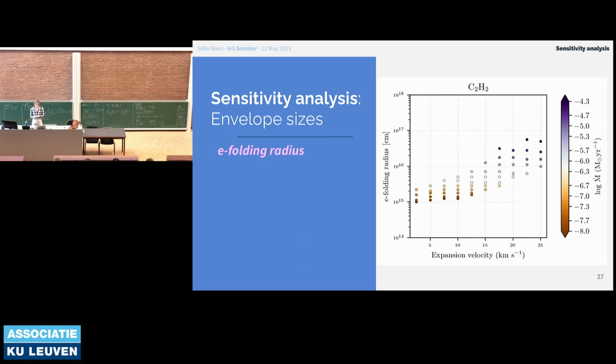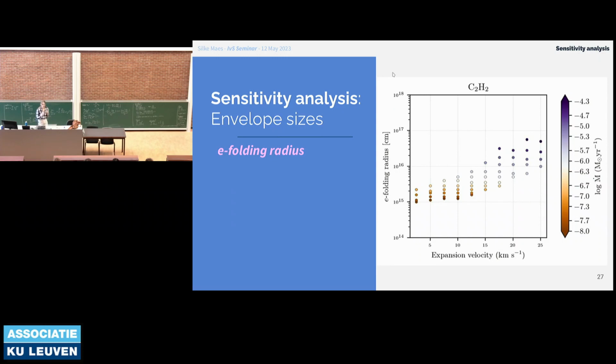So for example, in the plot that I show here, we have the envelope size, or e-folding radius, on the y-axis, and the x-axis together with the color bar indicates the density of the outflow. So for specific expansion velocities, for example 10 kilometers per second, I calculated models with different mass loss rates. And as you can see, if you have a lower mass loss rate, the envelope size is smaller, and if the mass loss rate is higher, we have a bigger envelope.